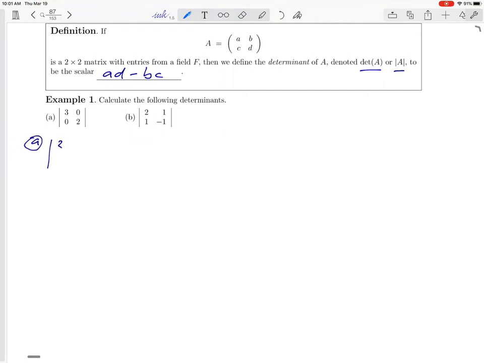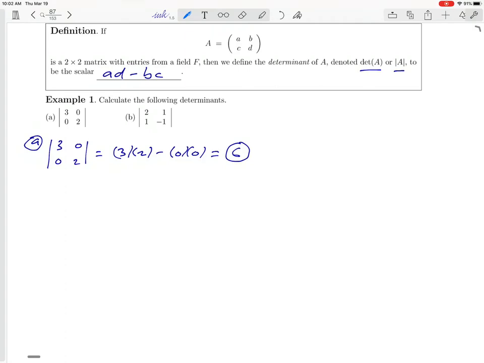Okay, so starting with A here, if we apply that formula that we just talked about, the determinant of this would be 3 times 2, there's the main diagonal entries, minus 0 times 0, there are the off diagonal entries, and so we're going to get a result of 6, which is our determinant.